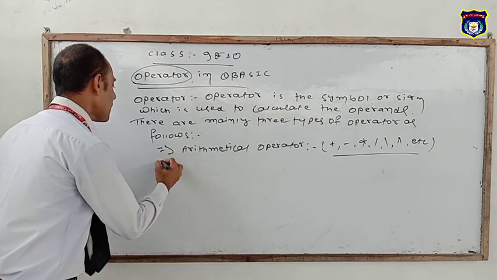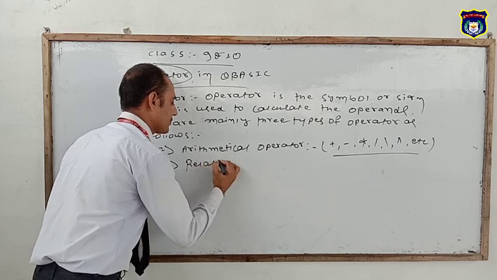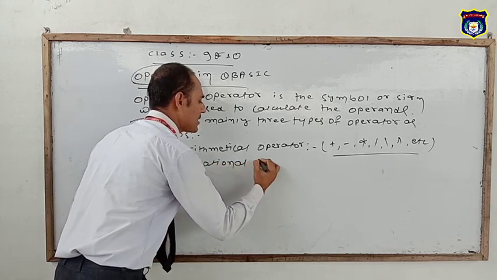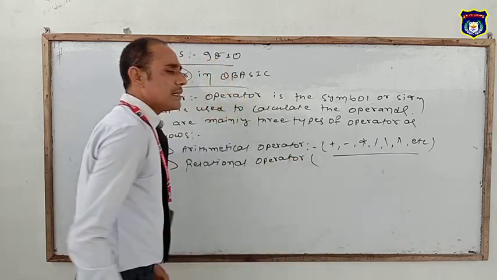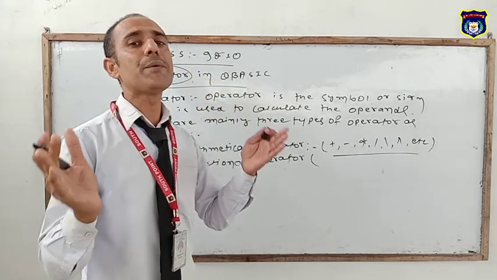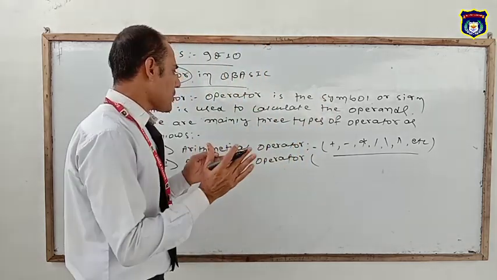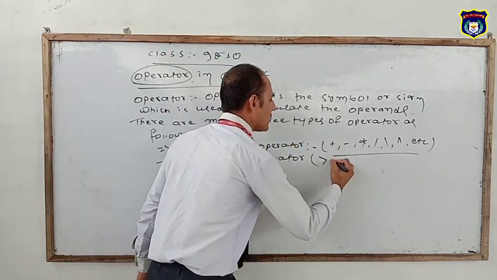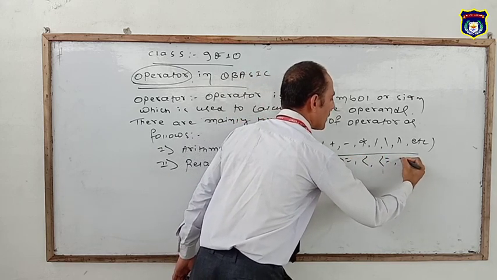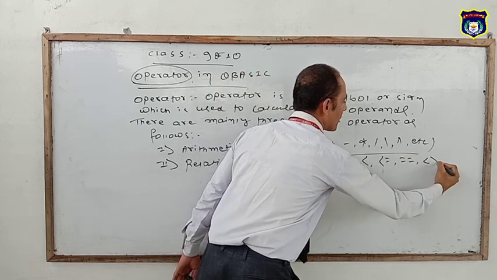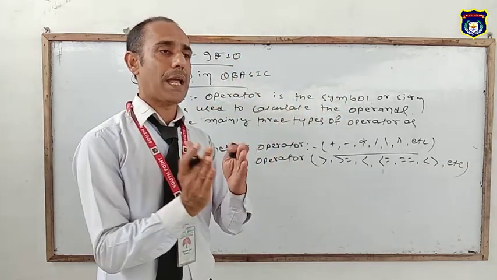Now let us discuss the relational operator. Especially, what is a relational operator? The operator which is used to compare two or more operands or values. Suppose greater than or equal to, less than or equal to, equal to, and not equal to. These are called relational operators, which are used to compare two values.